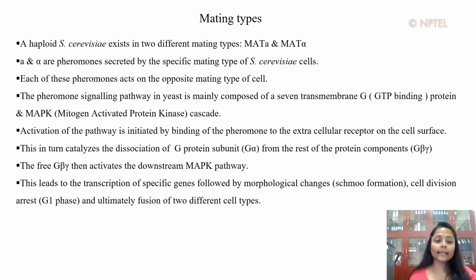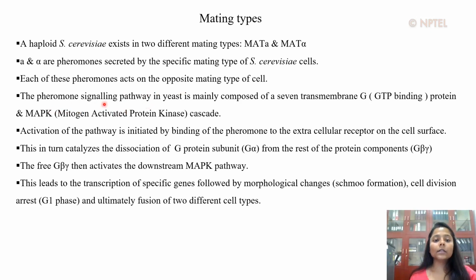S. cerevisiae can exist in two different states, the haploid state and the diploid state. A haploid S. cerevisiae exists in two different mating types, MAT-a and MAT-alpha. a and alpha are pheromones secreted by the specific mating type of S. cerevisiae cells. Meaning a MAT-a cell will secrete a factor and a MAT-alpha cell will secrete alpha factor. Each of these pheromones acts on the opposite mating type of cell and activates a signaling pathway often referred to as the pheromone signaling pathway.